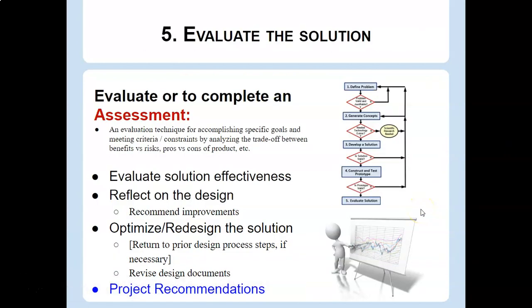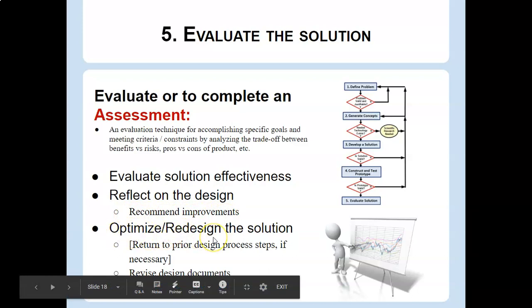Number five would be evaluating that solution. So this is kind of doing an assessment. So the evaluation, accomplishing specific goals. Did you meet your criteria? Did you follow all your constraints? Okay, what's the trade-off between the benefits and risks, the pros and cons of your product or your prototype here? So you're going to evaluate its effectiveness, and you're probably going to reflect on this, okay? Maybe even recommend some improvements. And you're going to optimize or redesign the solution. So in school, we might not always have time to constantly go through the design process because it doesn't ever stop. You would redesign and redesign and redesign and redesign.